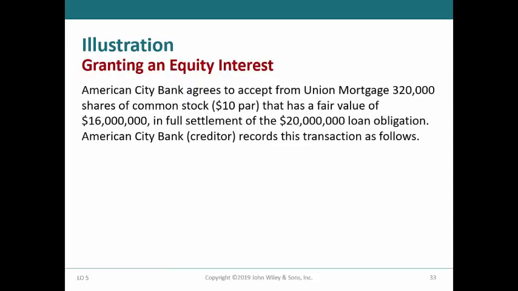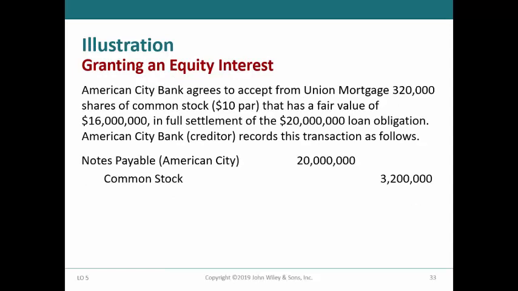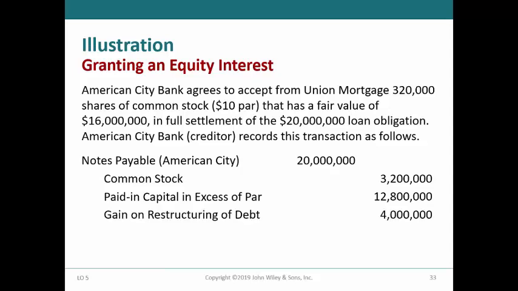Union Mortgage would record the transaction with a debit to notes payable for $20 million, credit to common stock for $3,200,000, credit to paid-in capital in excess of par for $12,800,000, and a credit to gain on restructuring of debt for $4 million. The credit to common stock is equal to 320,000 shares times the $10 par value for the stock. The difference between the fair value of the stock, $16 million, and the par value of $3,200,000 is equal to the credit to paid-in capital in excess of par.